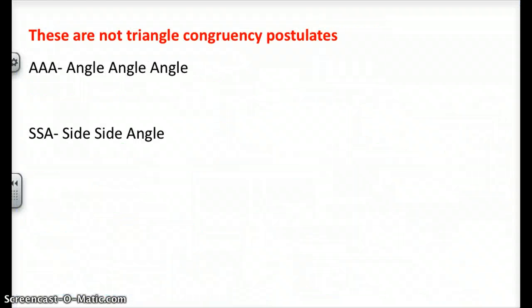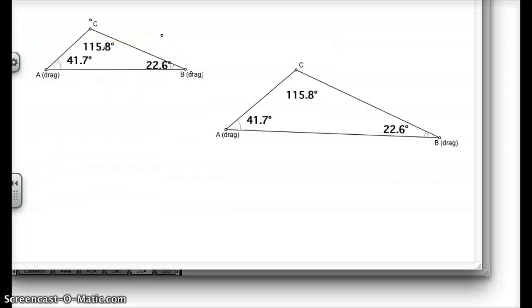We have a couple of ones that are not postulates, that are not to be written down to prove triangles are congruent. Angle, angle, angle is not a postulate. If you know your angles are congruent, you don't necessarily have congruent triangles. I did something in Sketchpad. Let me bring it up for you.